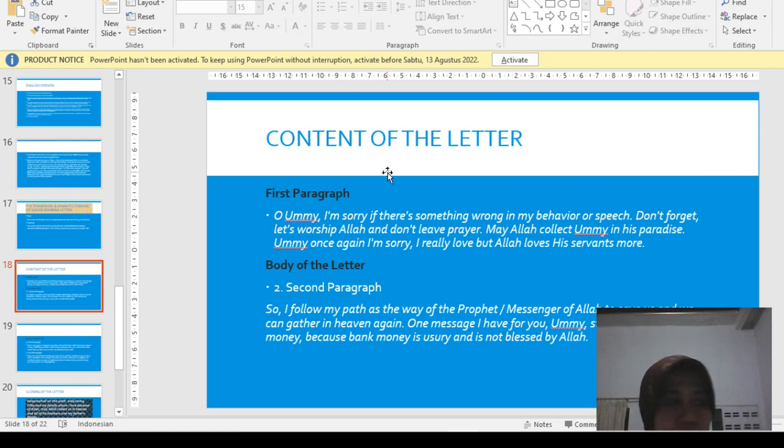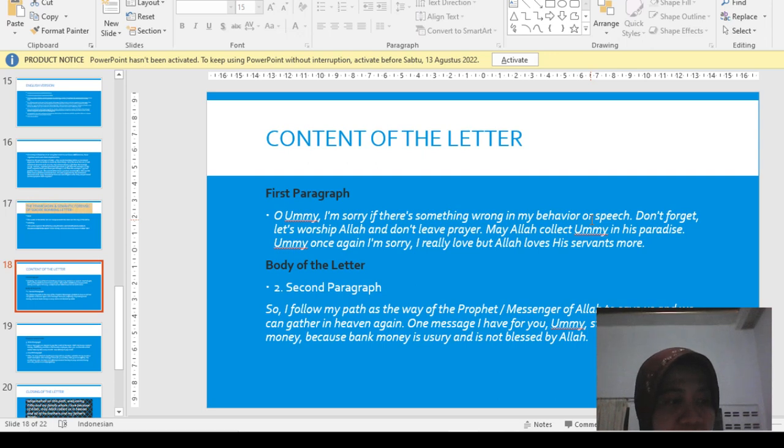And the content of the letter, first paragraph here. Oh Umi, I'm sorry if there is something wrong in my behavior or speech. The writer begins the will by apologizing in advance to his father, physically and spiritually. This is in accordance with the findings of Jacqueline 2016 that suicide perpetrators will write their apologies using active sentences rather than passive sentences. This is done as an expression of the perpetrator's strong will.